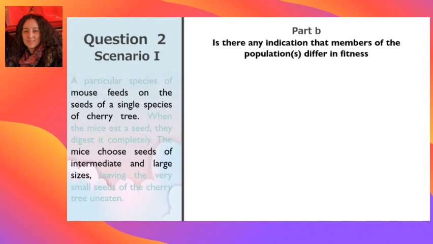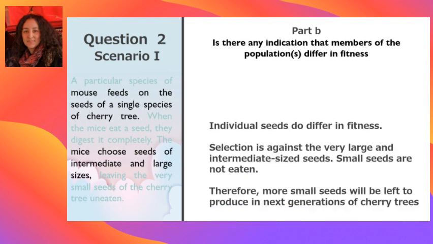Okay, so part B. Is there any indication that members of the population differ in fitness? So we aren't given any indication in this scenario that there is any difference in fitness. So selection is against the very large, and the intermediate sized seeds and small seeds are not eaten.